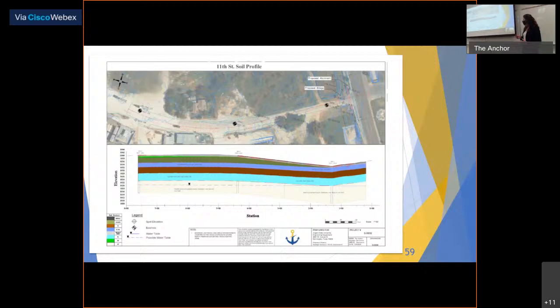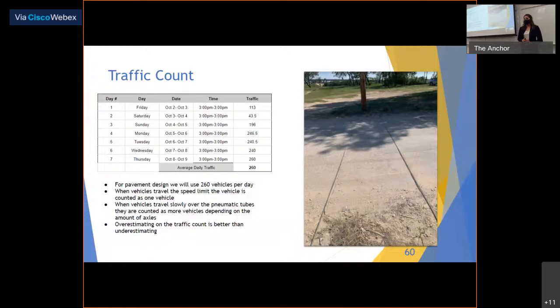For our pavement design, we needed to find the average daily traffic. So we met with Dr. Pronti and we set up a traffic count device at the site. We set up a pneumatic tube traffic count device, which counts the pressures that are applied to the pneumatic tubes as a vehicle drives over them. We took a traffic count for a week and we found that our average daily traffic was 260 vehicles per day.